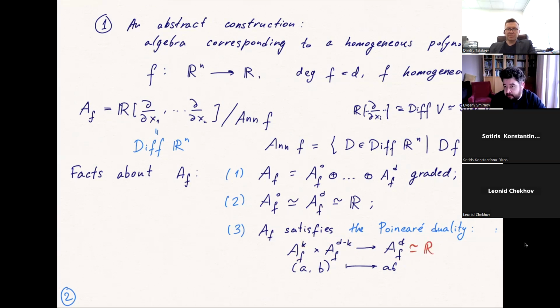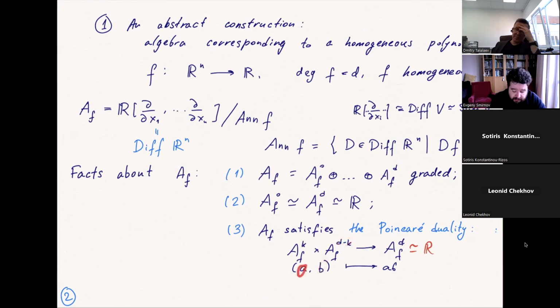And this pairing is a symmetric bilinear form, and this pairing is obviously non-degenerate. Why? Because if you apply some operator a to f, you get some polynomial of degree d minus k, and then you apply b.